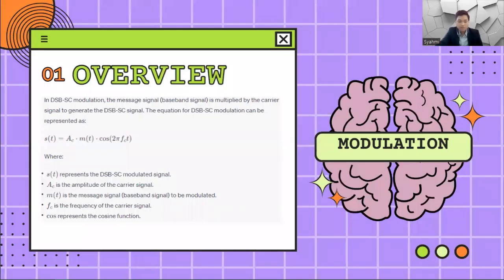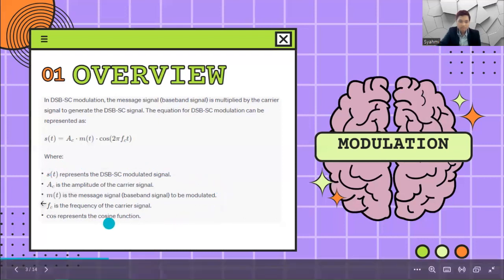So basically, DSB-SC modulation is a method where both the upper and lower sidebands of the modulating signals are transmitted, while the carrier is suppressed. In DSB-SC modulation, the message signal, the baseband signal, is multiplied by the carrier signal to generate the DSB signal. The equation for DSB-SC modulation can be represented as this, and below this is its notation.